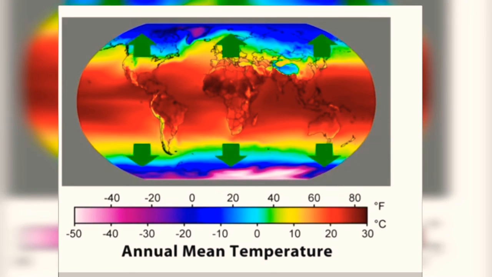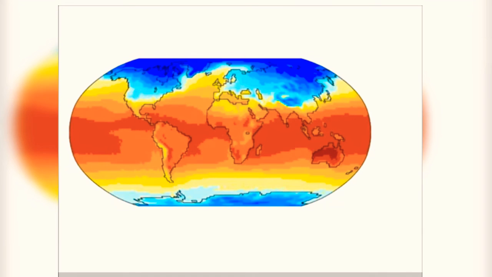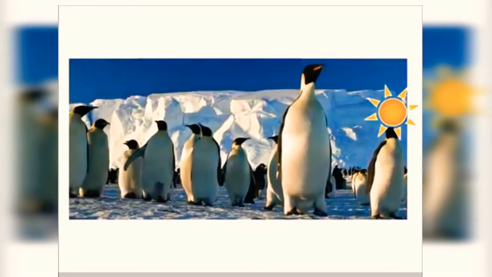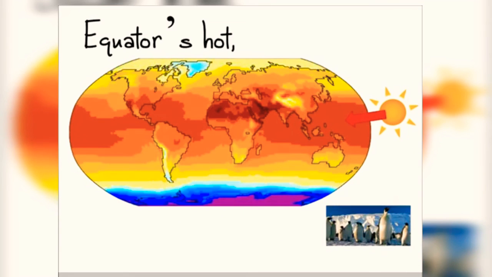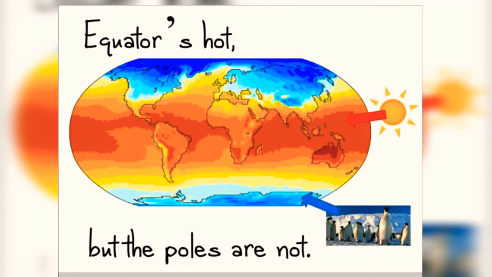As you move away, higher latitudes are colder. Climate zones: tropical, temperate, polar. So you know that the equator's hot, but just ask the penguins, the poles are not. Equator's hot, but the poles are not.